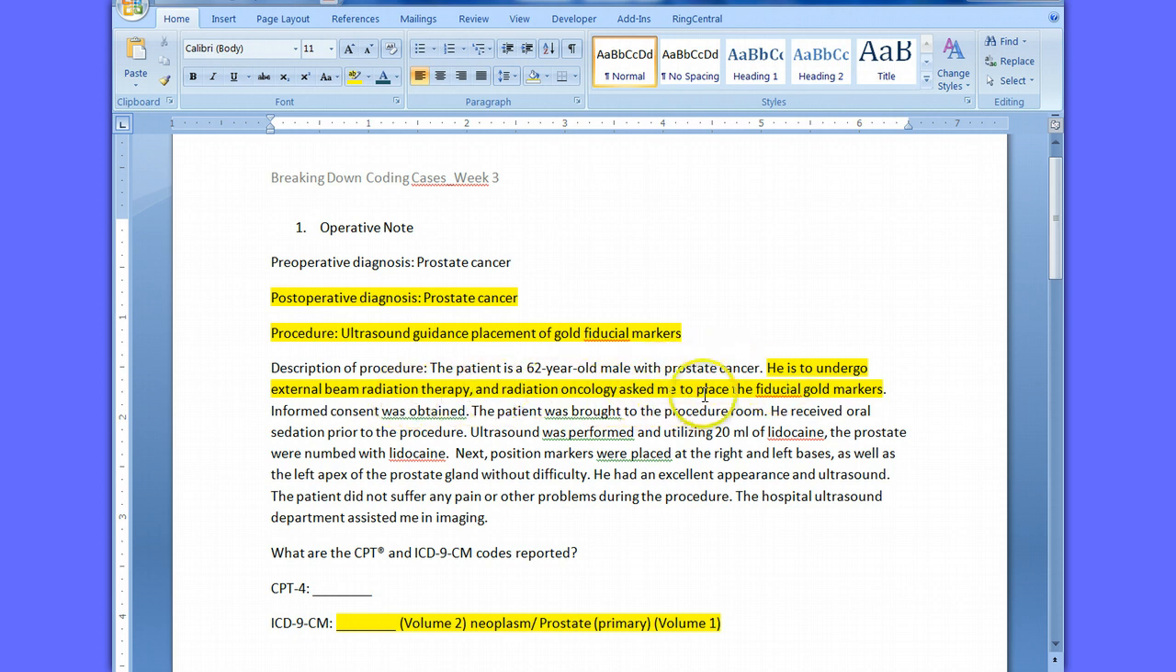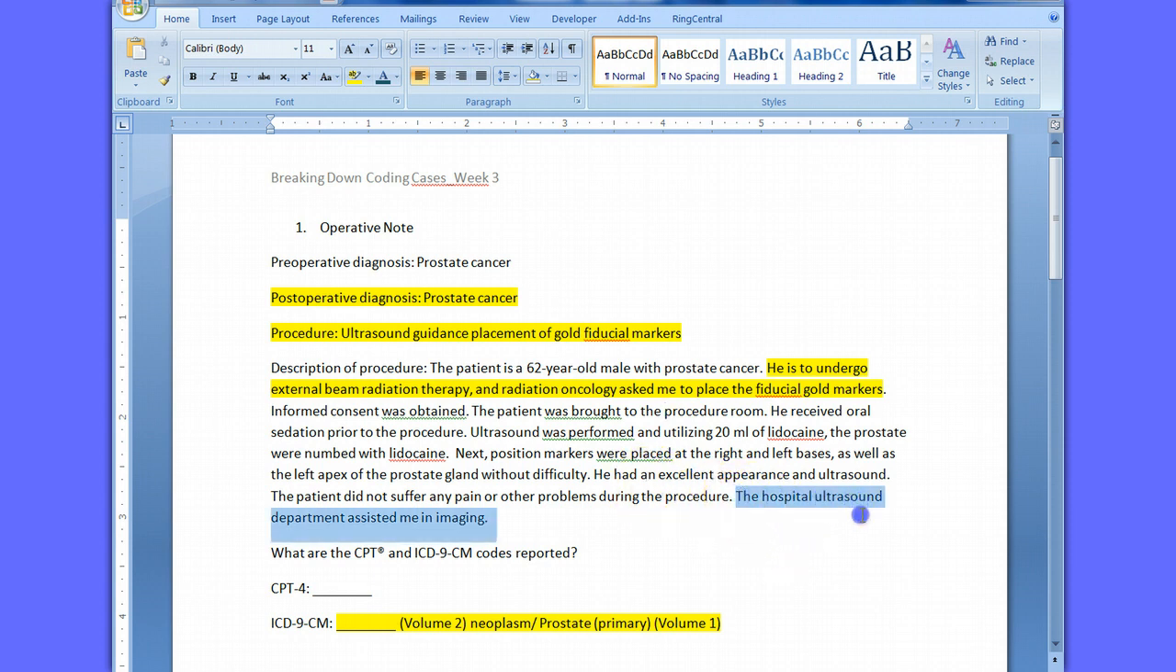So the provider is asked to place these gold markers near or on the actual tumors so that the oncologist, through radiation therapy, can locate the tumors easily, and the markers allow that area to illuminate so that they can focus in the right area. So that's what fiducial markers are for. I always say Google these terms that you don't understand or these procedures and get a better idea of what's happening to the patient, and that makes it much easier to code.